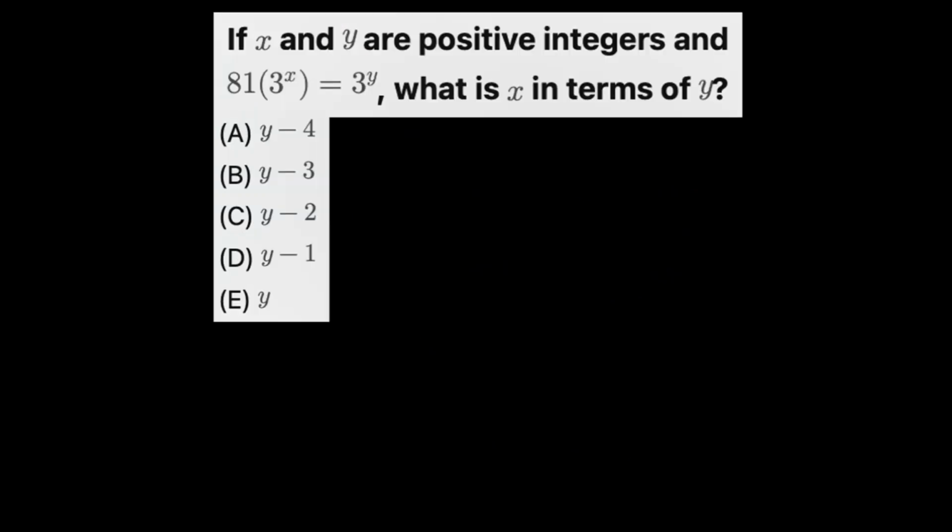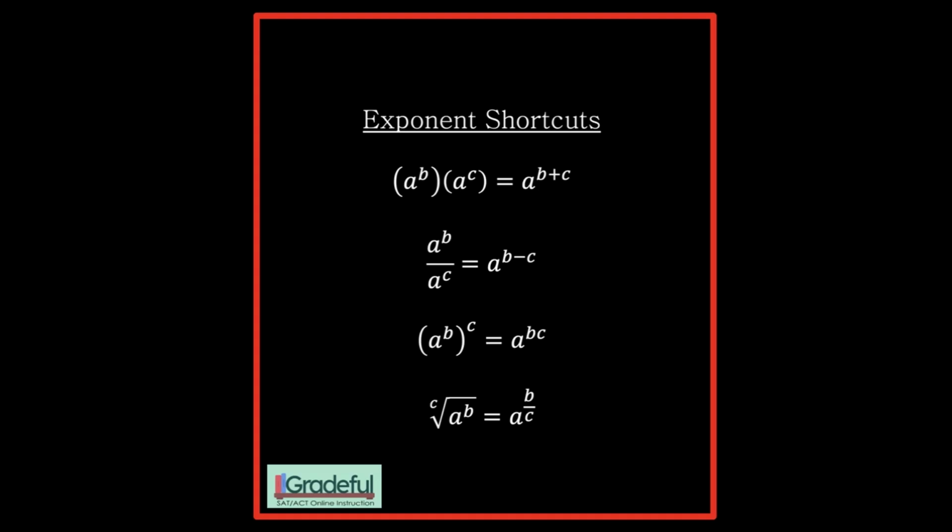So coming over to our next one now, the way to start this question is to really realize that 81 and 3 are exponents of the same base. They're all exponents of 3. That's because 3 times 3 times 3 times 3 is 81. So let's start with replacing 81 with 3 to the 4th. 3 to the 4th times 3 to the x equals 3 to the y. And now we can employ an exponent shortcut for this part right here. And that's because if you had a to the b times a to the c, that's a to the b plus c. So when you have the same base and you're multiplying, you can add the exponents.